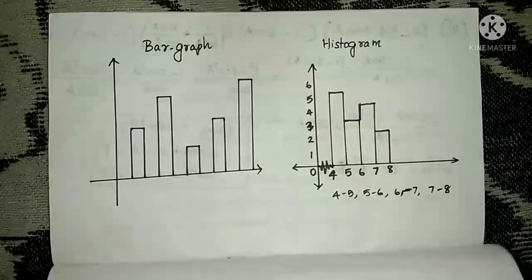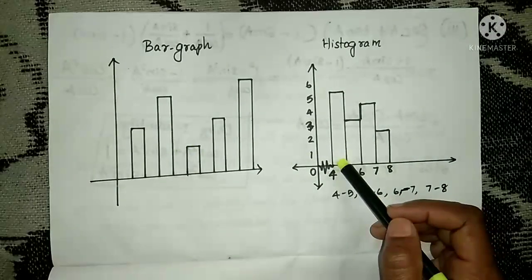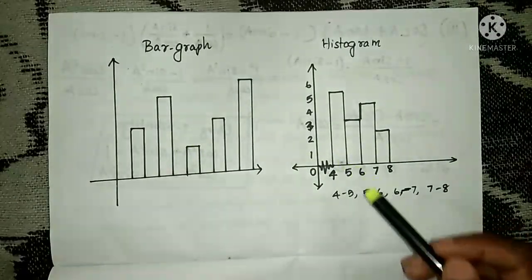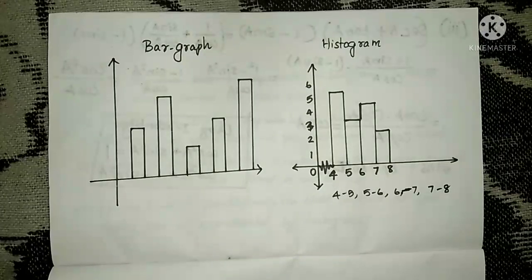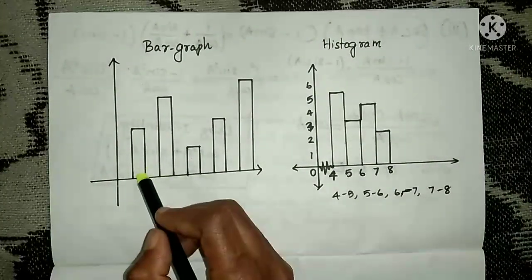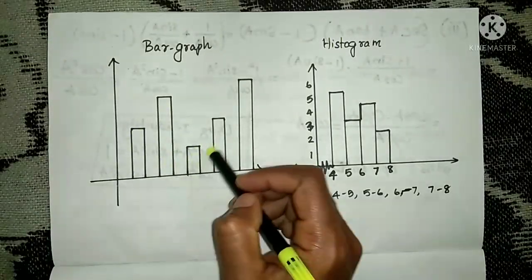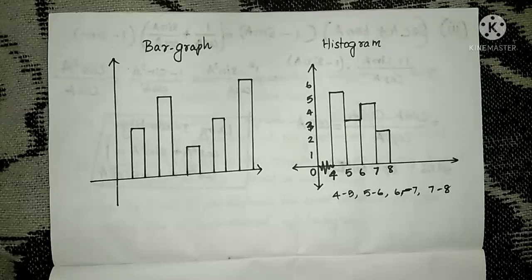So this one we represent using a bar graph, not using the histogram, because here in this example we can't give a class interval. We can give area, this first area A or B or C, any area name we can give.